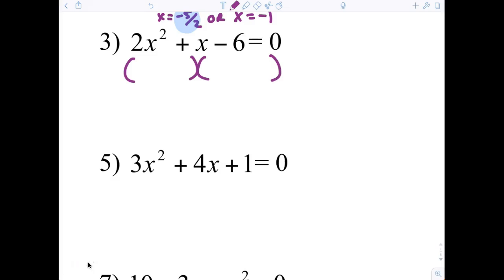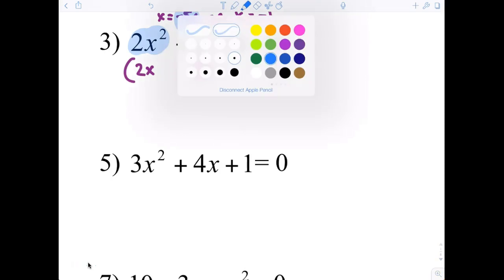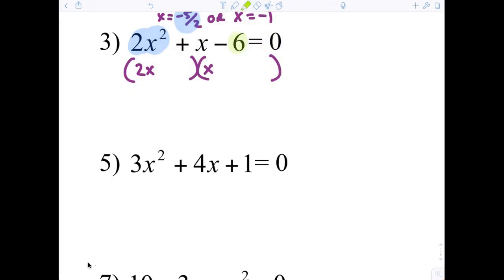Now please listen. 2x squared. The only way I can make 2x squared is 2x and x. Right? I'm asking for the factors of 6. I think it's better to say the middle factors. Always start with the middle factors. The middle factors are 2 and 3. Will, you with me on this?